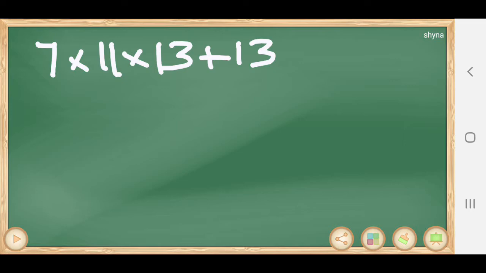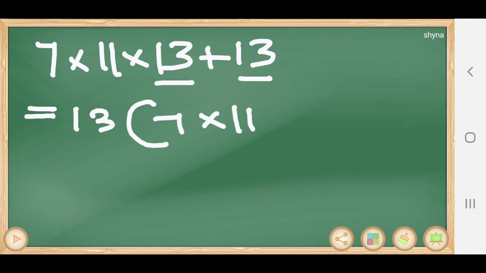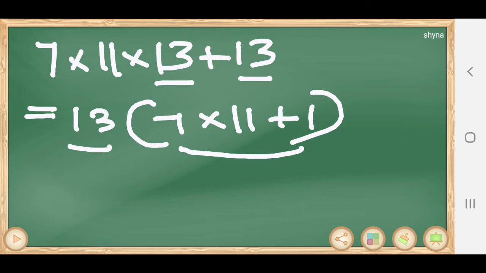Then 7 into 11 into 13 plus 13, we can write that as, 13 is a common number, so we can take 13 common out. 13 into 7 into 11, 13 already taken, that's why no need to write, plus 1. Now 13 is a factor, 7 into 11 plus 1 is another factor. And also we all know that 1 is a factor of every number. We can see factors here: one is 13, another one is 7 into 11 plus 1, and one more factor 1. It contains more than two factors.